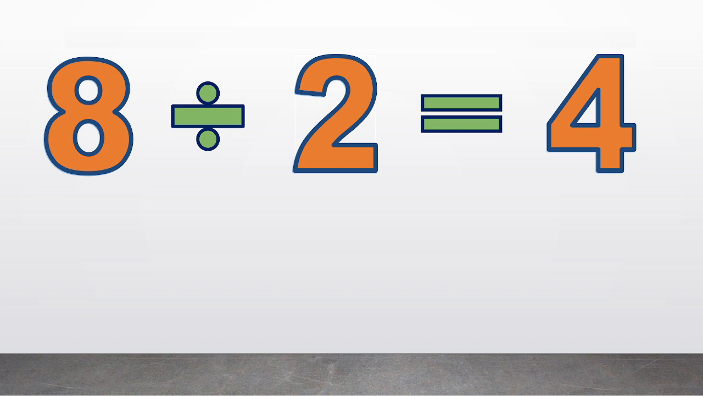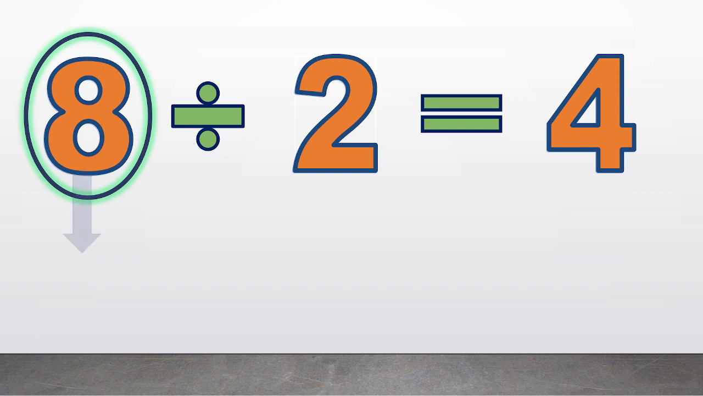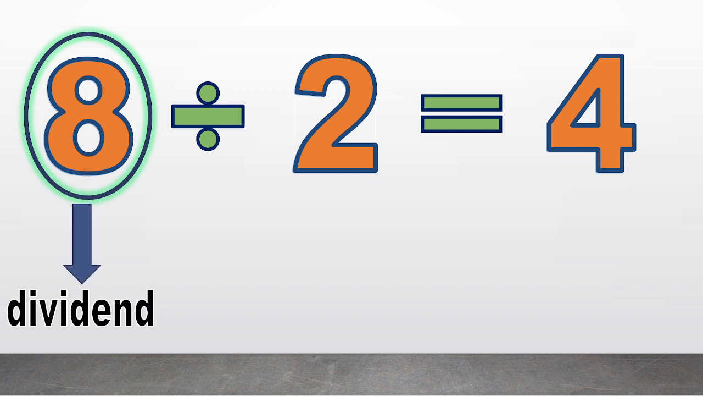Let's look at the number sentence. 8 divided by 2 equals 4. The number 8 here is what we call the dividend. The dividend is the number that is going to be divided. The symbol for division is this. It is called the division symbol.